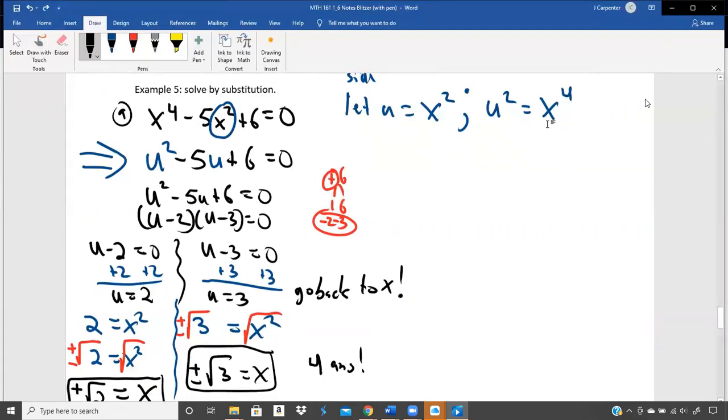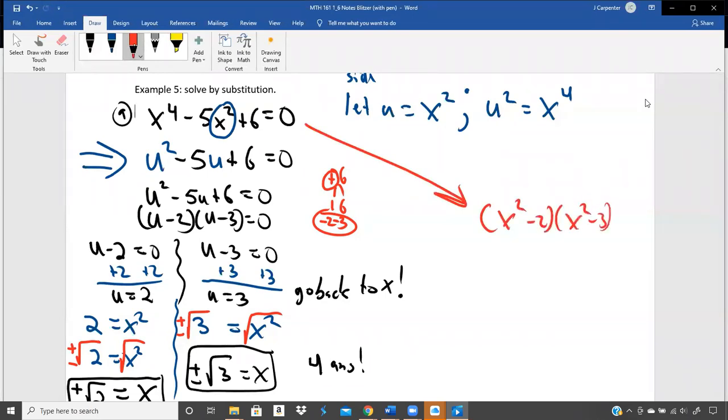If you get to the point after doing dozens that you don't have to and you can go straight to this, that's fine. Some people actually learn how to go straight from this to, and they just do this factoring in their head and the substitution in their head, and they'll go straight to x squared minus 2 and then x squared minus 3 equals 0. There's actually nothing wrong with that. And then you can set each of those equal to 0, and you'd end up getting the same thing.